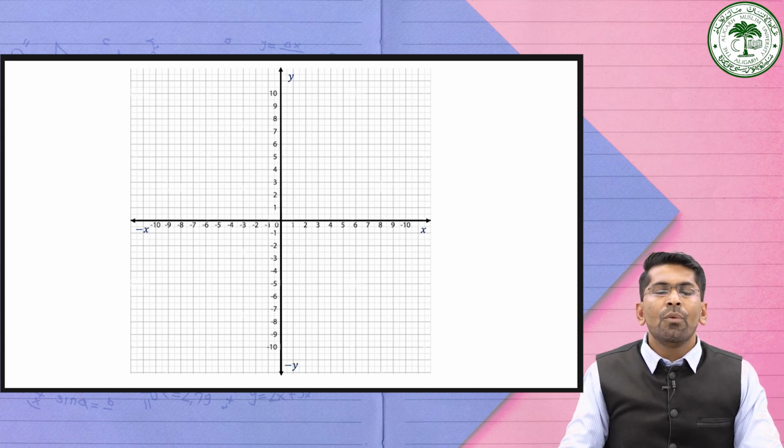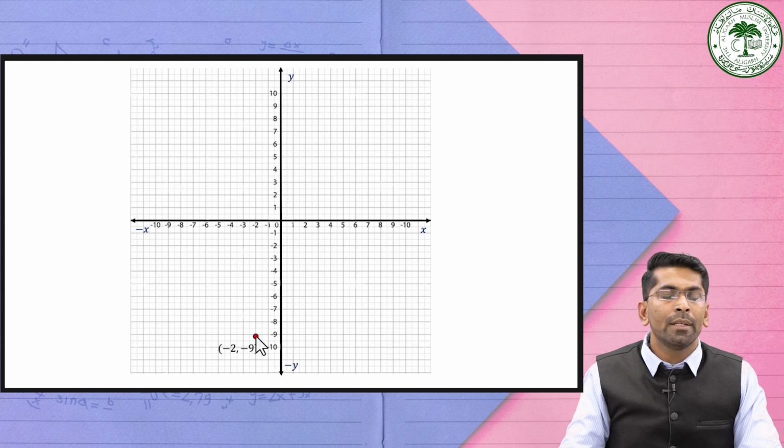Here, first we will plot the first coordinate, that is (-2, -9). How will we plot it? We put a dot mark. -2 will be here on the x axis, and then -9 on the y axis. So that is the particular point. Then similarly we can plot the second point, (-1, -2): -1 here on the x axis, and -2 from here. So this dot mark is given here.